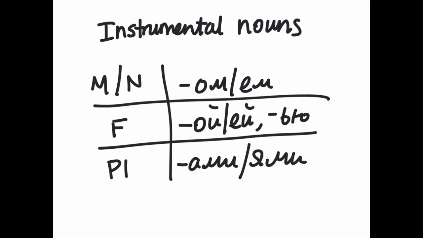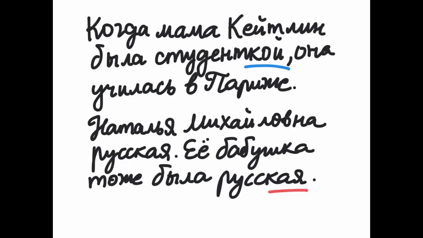A quick review of the instrumental noun endings: om, yem, oi, ye, you, ami, yami. So let's look at some examples here.